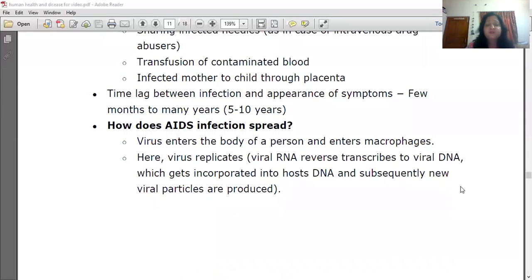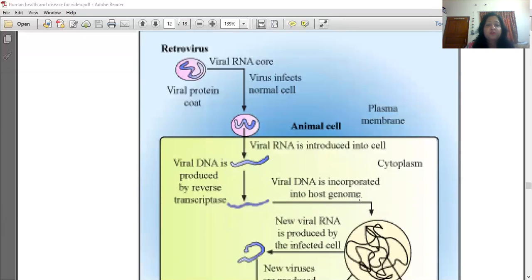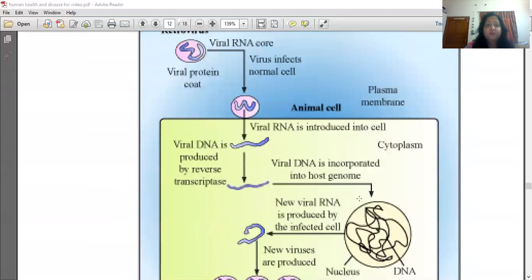How does AIDS infection spread? As we all know, AIDS is caused by the HIV virus. So this HIV virus enters the body of the person through macrophages and it replicates. The viral RNA is converted to viral DNA through reverse transcriptase and is incorporated into the host DNA, and subsequently virus particles are produced. So this is the diagram showing the replication of retrovirus.